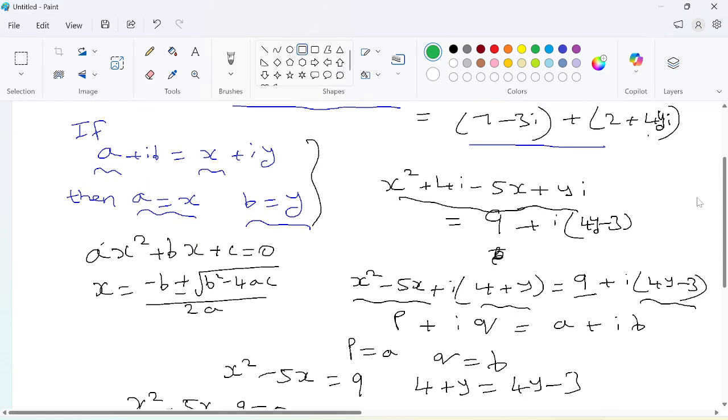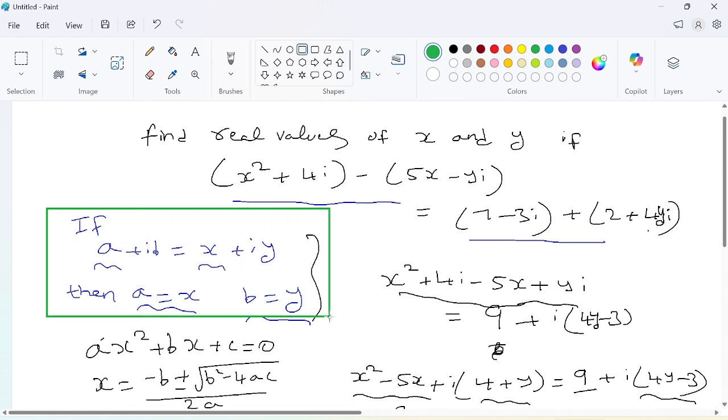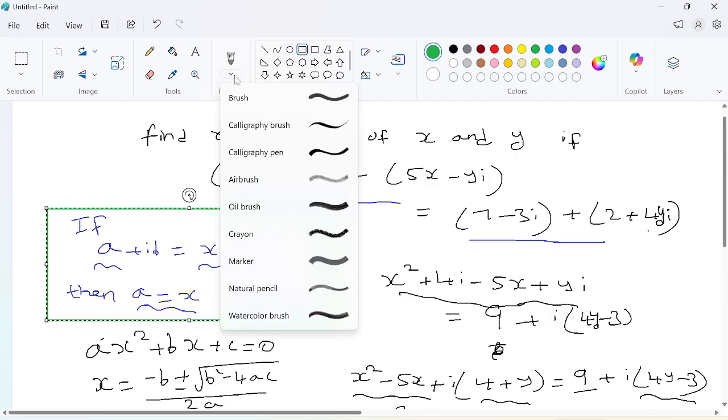So how did we get this? By using this concept, we are able to solve this problem. Take down this.